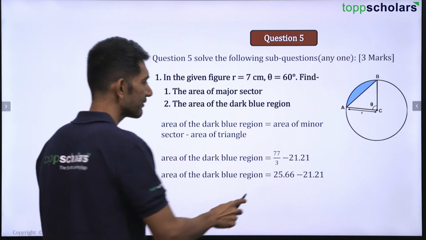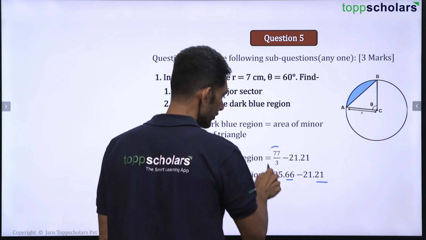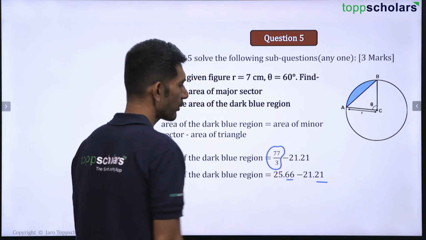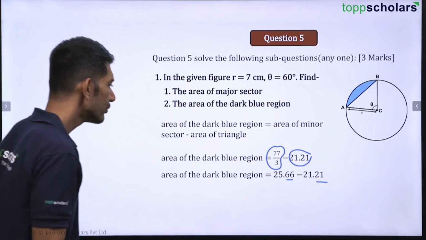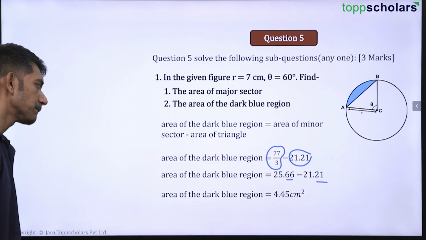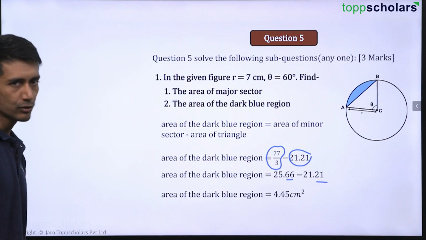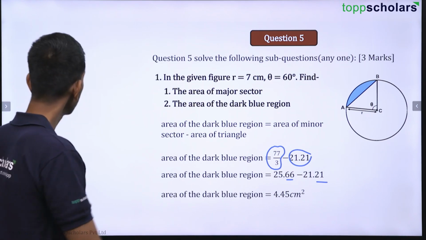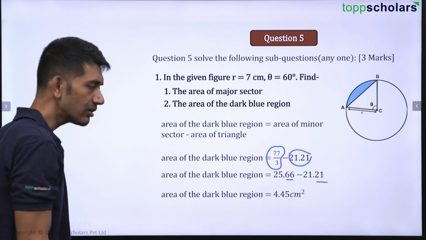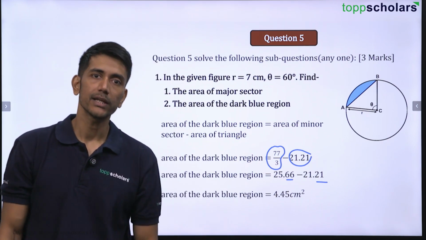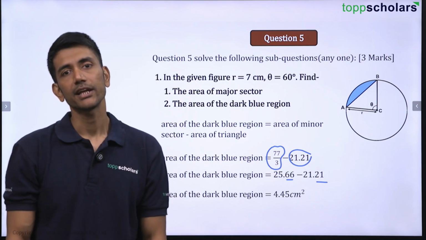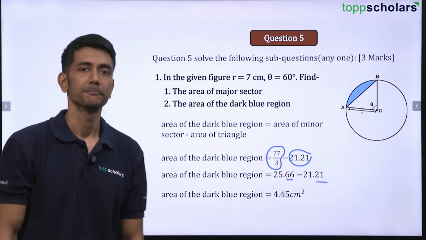Always write down the answer in 2 decimals. So this is in 2 decimals, 25.66. This is already in 2 decimals, 21.21, and that gives you 4.45. So 4.45 is the area of the dark blue region, which is also called the area of the segment, which is calculated by finding the area of the sector and subtracting the area of the triangle from the area of the sector. Correct?